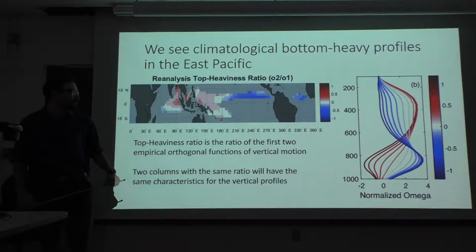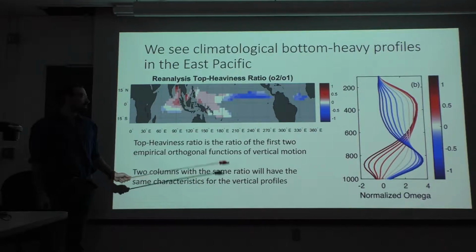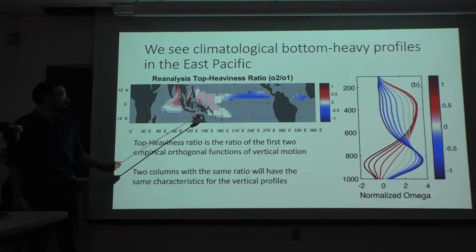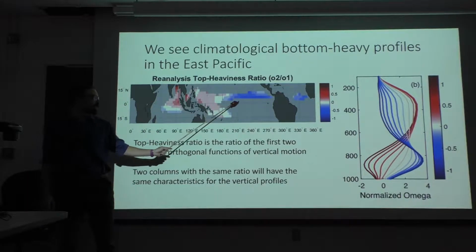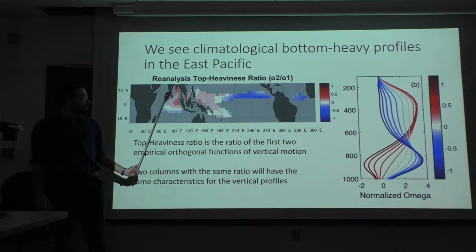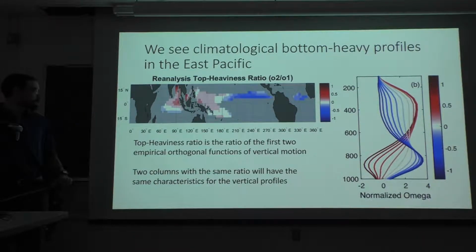And when you decompose the data using principal component analysis like this, and then plot maps of the O2 over O1, you can see that the East Pacific has a lot of bottom-heavy convection compared to specifically the West Pacific warm pool, which shows a lot of top-heavy vertical motion. So it's not the amount of vertical motion that's related to the top-heaviness ratio. It's the shape of the vertical motion.